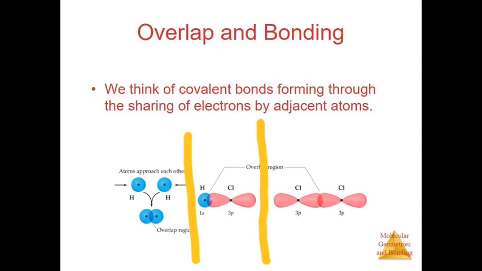So on the left, you have your s orbitals overlapping, in the middle, an s and a p overlap, and then on the right, two p orbitals are overlapping.